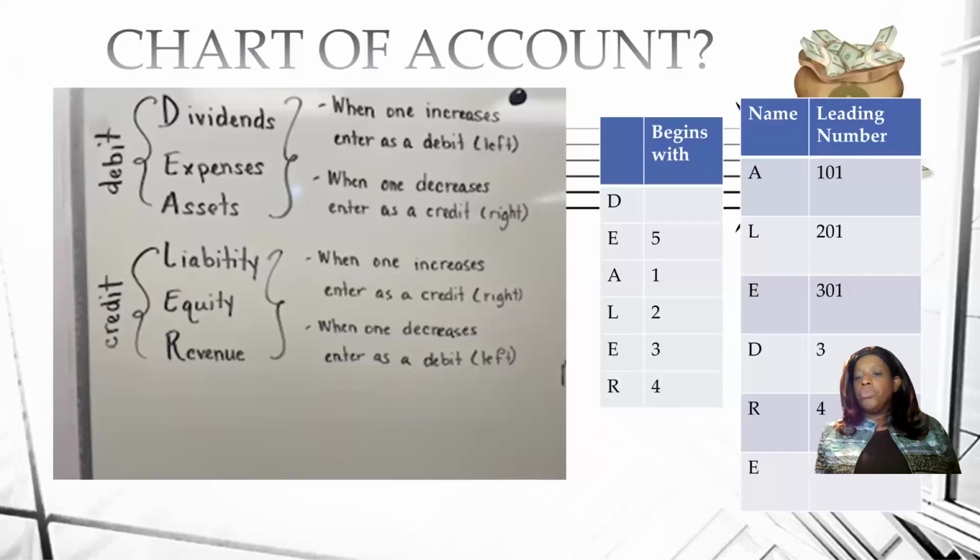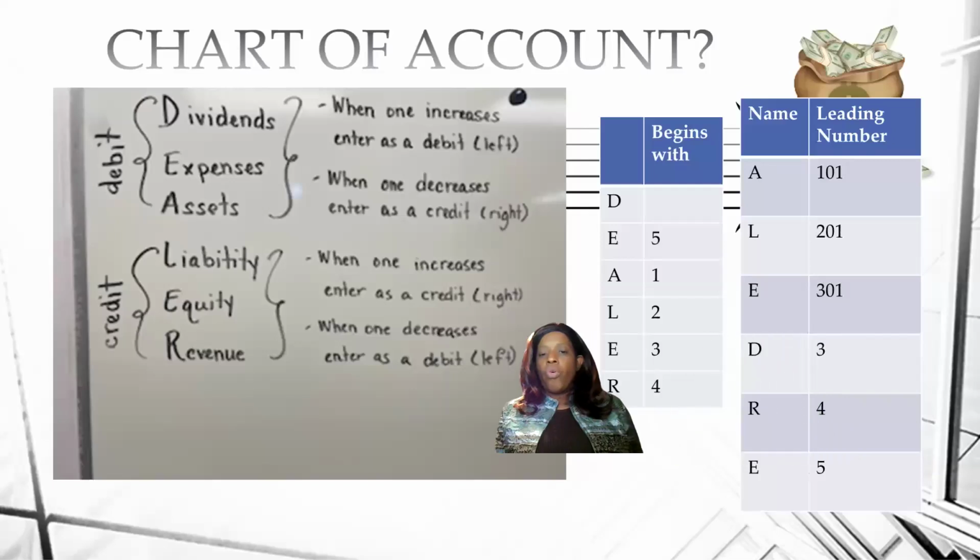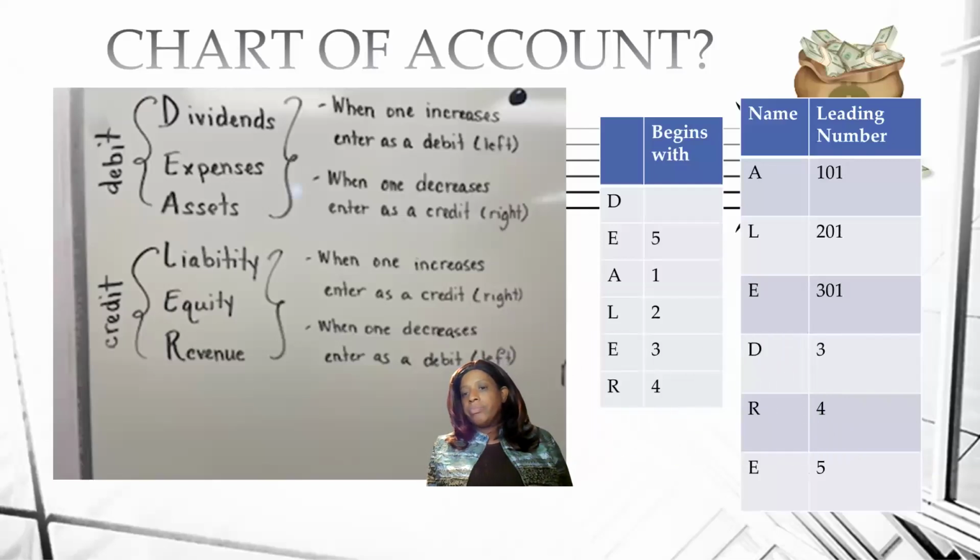So let's look at it. The first thing that you do is assets is the one that gets number 1. Asset gets number 1, and that's the leading number, or it begins with number 1. Liabilities begin with number 2. The leading number is 2. Equity begins with 3. The leading number is 3. Revenue is 4.